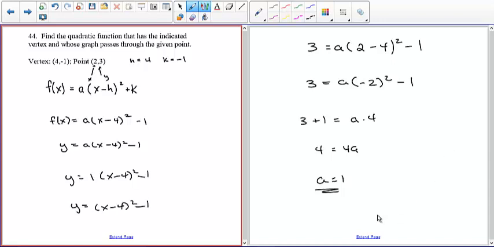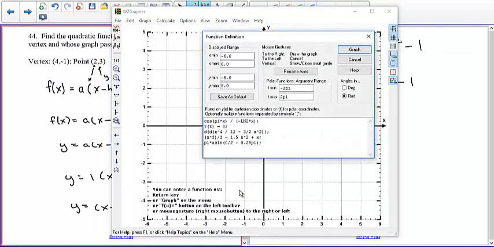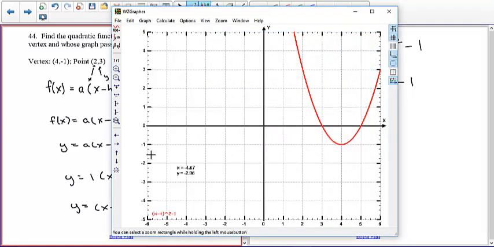And we can double check this by plotting this function, (x minus 4) squared minus 1. Graph it. So there it is. 2 comma 3. 1, 2, 1, 2, 3. There it goes. It's right through that point. You can also see that it would have x-intercepts of 3 and 5.